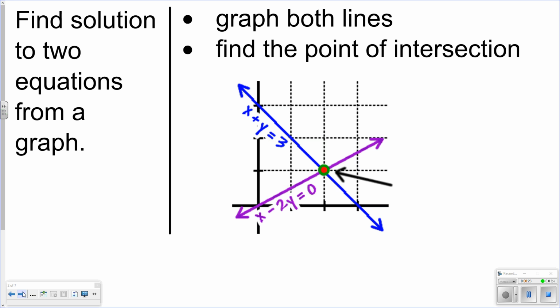So to find the solution to two equations from a graph, again, we're graphing both of the lines, so using y equals mx plus b, beginning at b, going up and over, moving according to the slope. Then you find where the two lines intersect. So we've got this blue line of x plus y equals 3, and this purple line of x minus 2y equals 0, and then the intersection, the solution, is (2, 1).